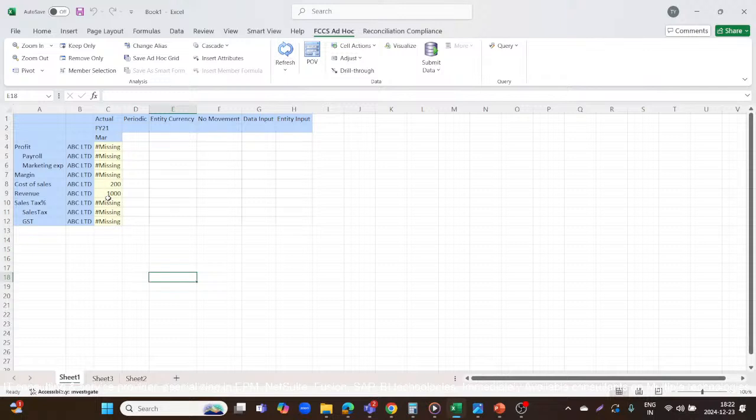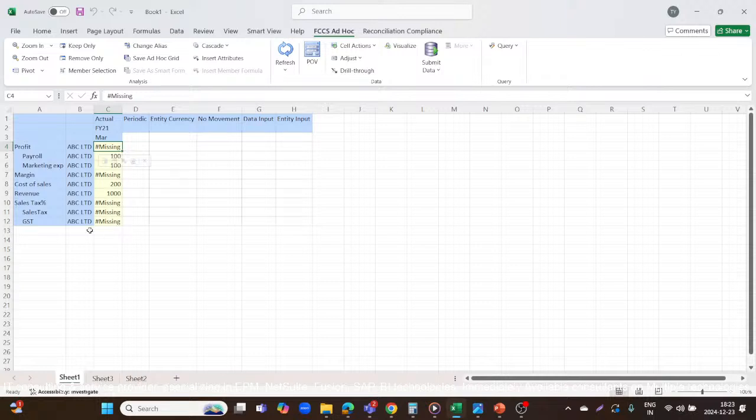Okay, revenue is 1000, cost of sales is 200. Then you have two expenses, marketing expense and payroll expense. You can consider them as 100 and 100. After that you will get the sum of total expenses. Submit this. Total expenses will be calculated by the system with the help of the business rule that we have written. When you have entered revenue and cost of sales, it will give you the margin amount. And once you get the margin and you have entered the expenses, you will get the profit before tax amount.